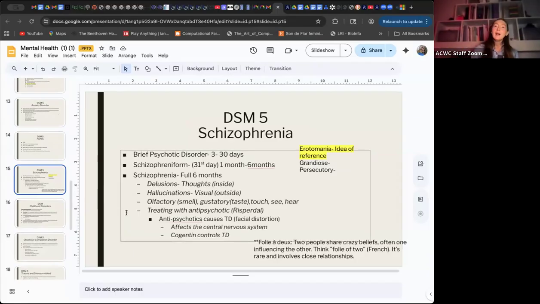You have delusions, that's more your thoughts, right? And you have hallucinations. When you have hallucinations, just be careful with that one because it can be in any of the 5 senses, right? It can be something you hear, something you feel, something you smell, something you taste. It can affect any of the 5 senses.